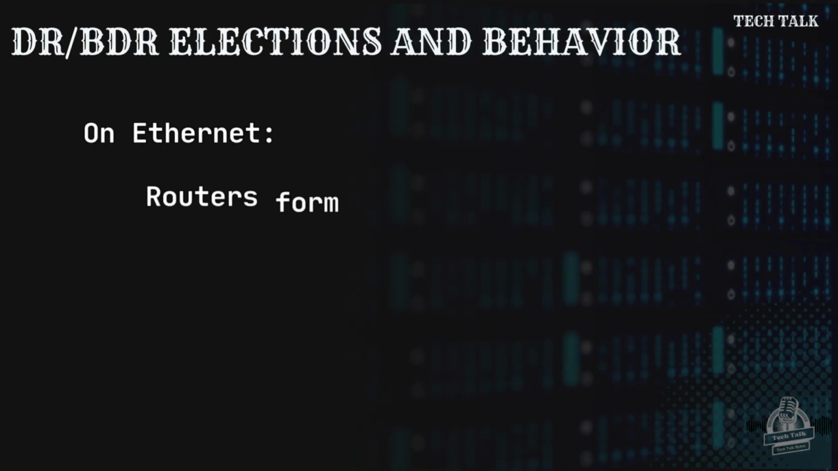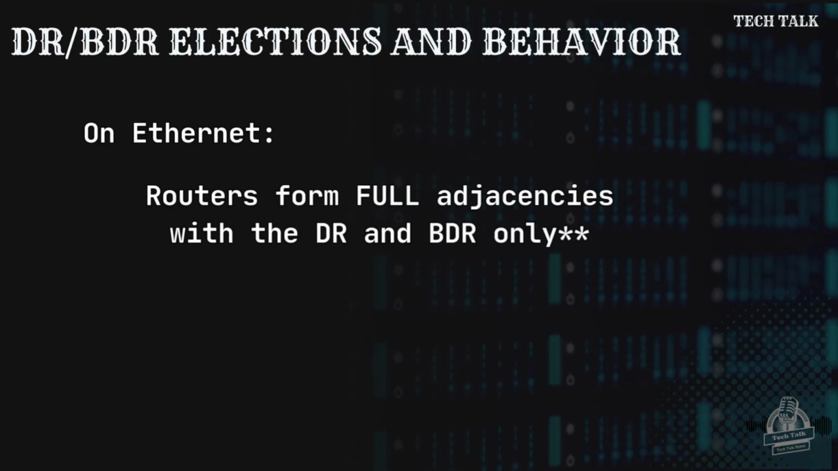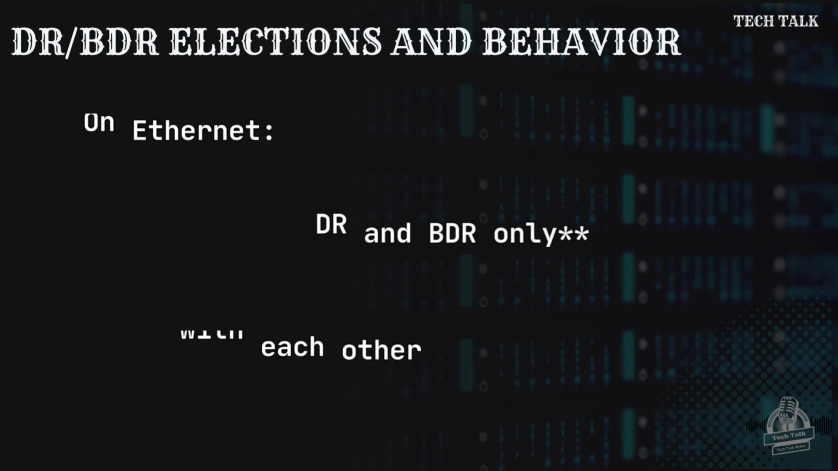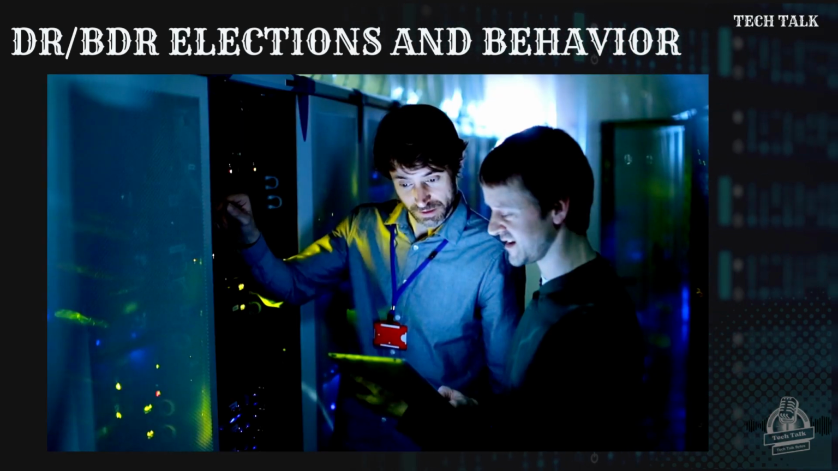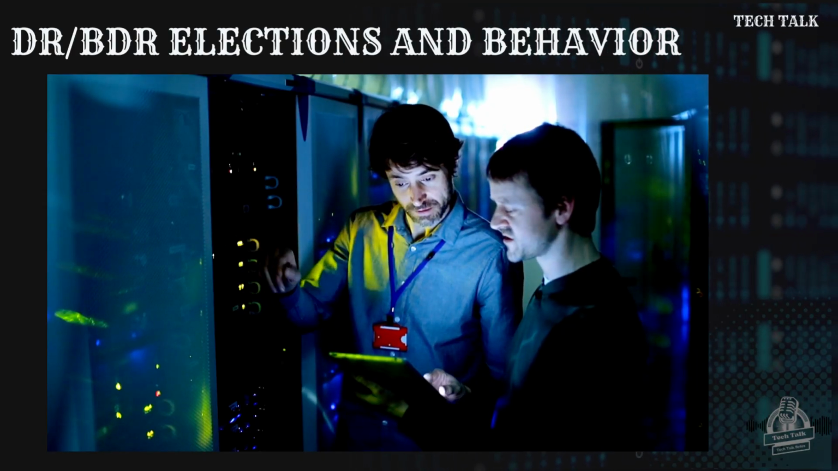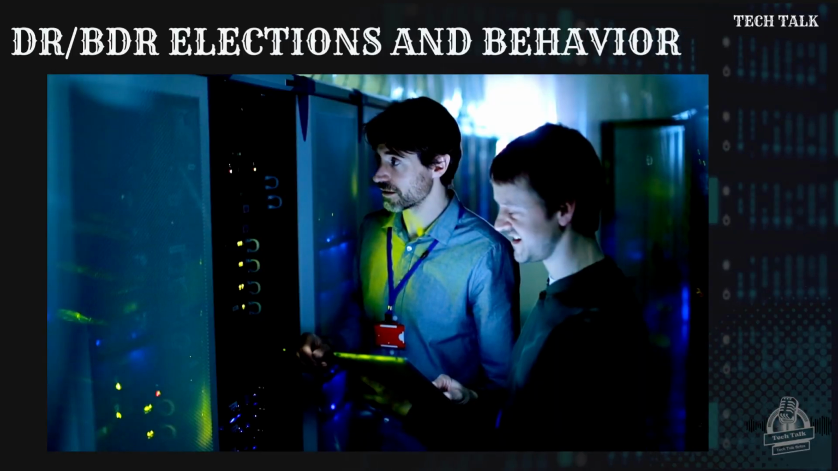On Ethernet, routers form full adjacencies with the DR and BDR. Routers remain two-way with each other. That's expected behavior, not a problem. Next up, we'll talk about OSPF router types, basic configuration, and how everything we've learned so far actually gets turned on.